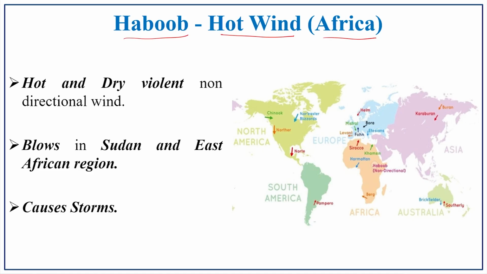The Haboob is a non-directional wind. This wind has no direction. It will be circulating the way the wind blows. So, it is a hot, dry, violent wind with no direction. It blows in Sudan and the east of the African region. So, this blows in the Sudan region and the eastern part of Africa. It causes dust storms in this region.